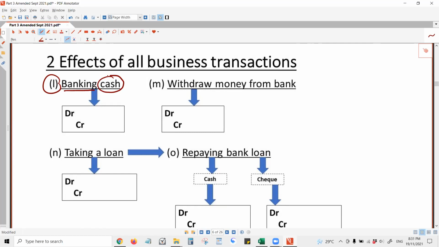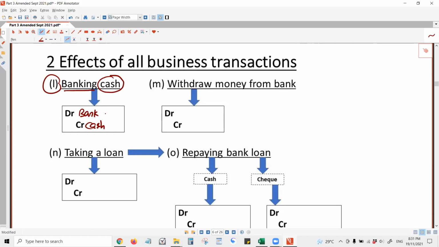Remember, we saw a question earlier. Taking money out of the bank for business use. The one where you chose the wrong option, you chose debit drawings. It's something similar here. Just now I told you that when the question doesn't tell you whether it is something personal or something in the business, you have to assume that it's related to the business. So banking cash means putting business cash into the business bank account. Cash goes down, and then you will have more money in the bank, so debit bank. Credit cash, debit bank.